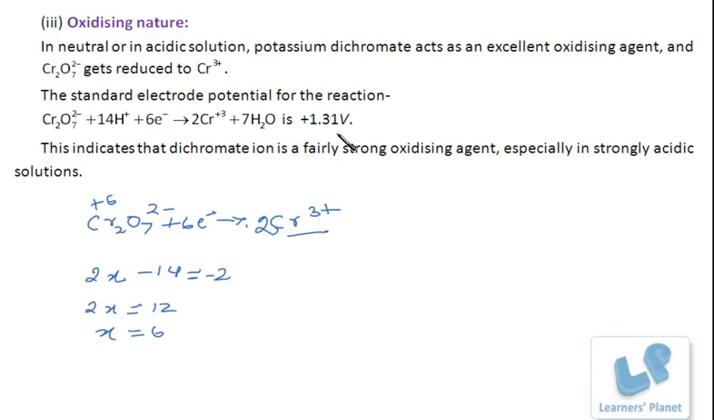Positive means its tendency to lose electrons is less. It can accept electrons easily. That is why it is a strong oxidizing agent. So dichromate is a fairly strong oxidizing agent. It can take up electrons. Its tendency to reduce is not there. So dichromates are fairly strong oxidizing agents.